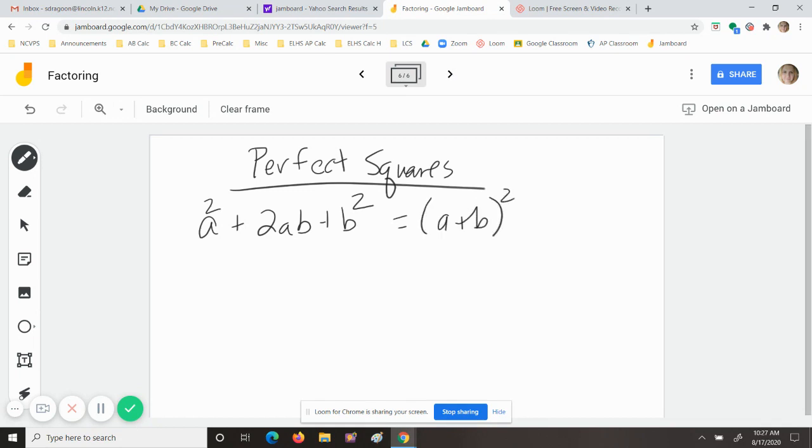We have a squared plus 2ab plus b squared. That is equal to a plus b all squared, which is the same as a plus b times a plus b. We have a squared minus 2ab plus b squared. That's equal to a minus b all squared, which would be the same as a minus b times a minus b. Okay, just so we know.